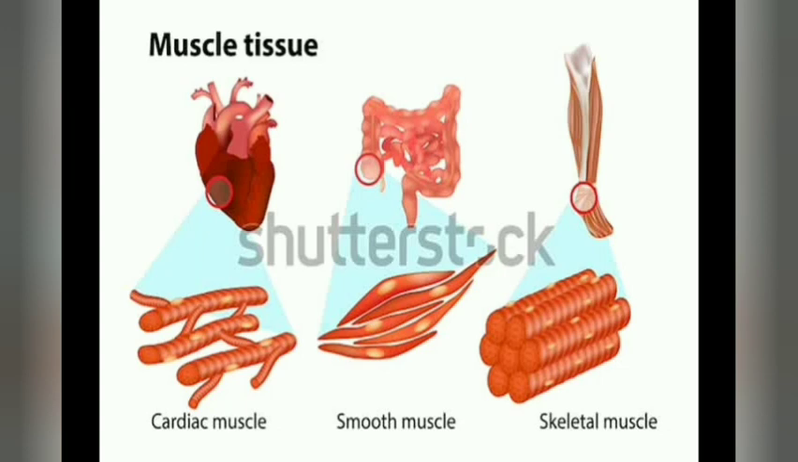Cardiac muscles show branching and they are found in the heart, so they are also called heart muscles. Smooth muscles are long, spindle shaped with tapering ends and unicellular. They are found in the walls of the inner organs. Then skeletal muscles are attached to the bones and they have striations.